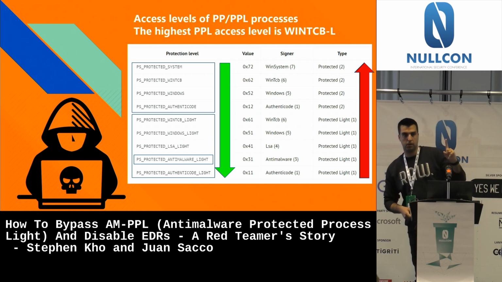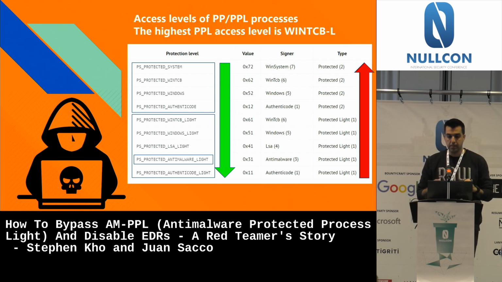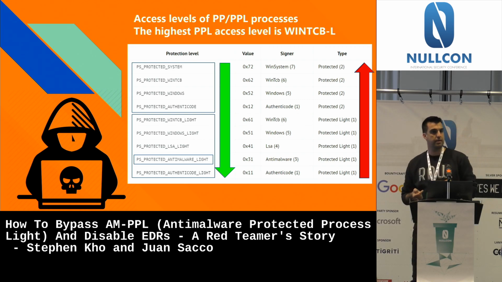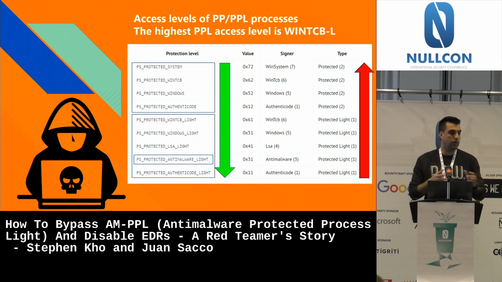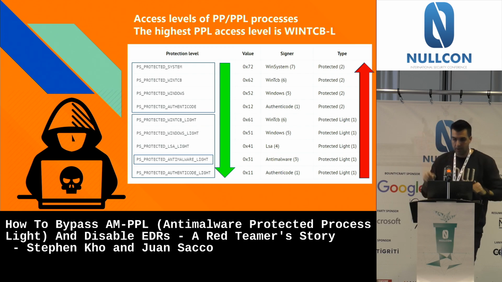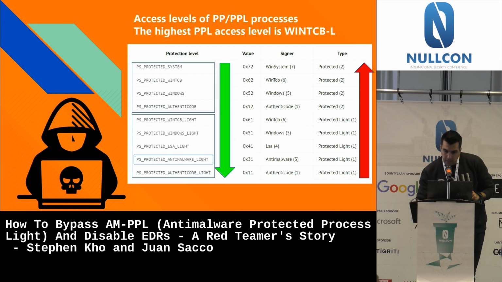Higher is better, always. So WinTCB Light is the best one. Yeah, that's the top of the food chain. In the lower, we have Authenticode Light. And the presentation is called AM-PPL bypass, because it comes from Antimalware Light. And as you can guess, all the antivirus use Antimalware Light. Not all of them, that's an over-the-top exaggeration, but most of them, yeah?